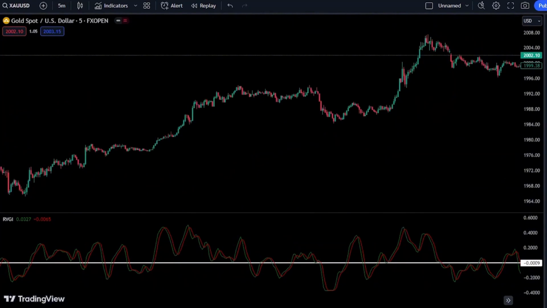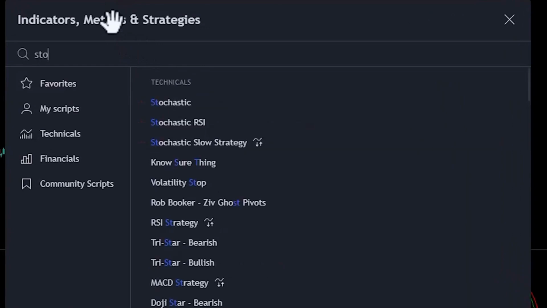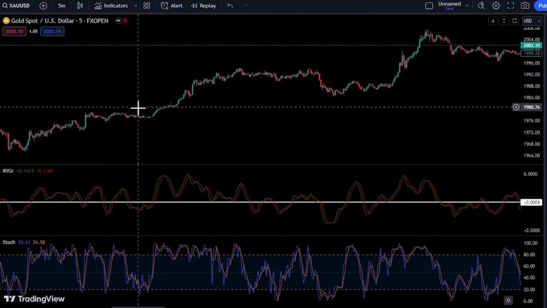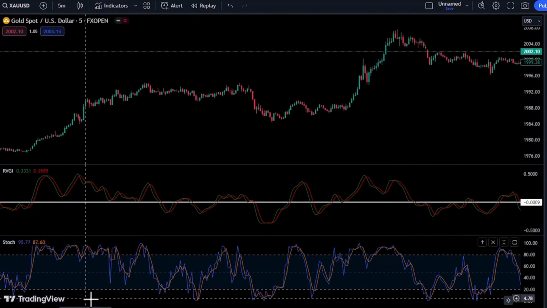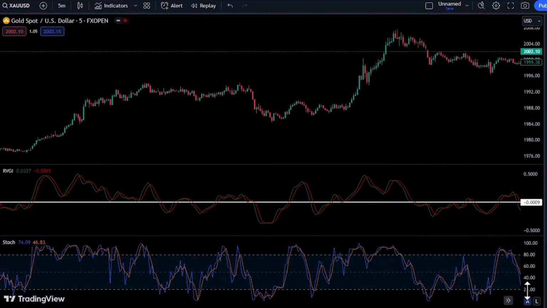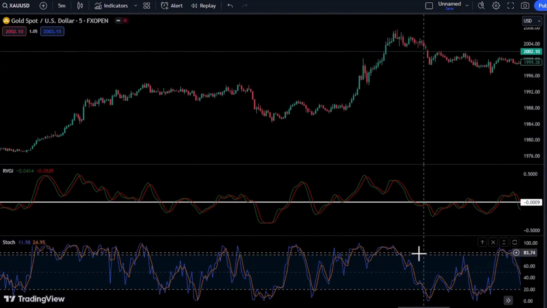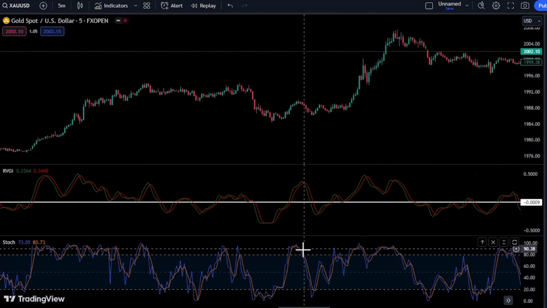As I mentioned, using RVI alone might not be a significant factor for buying and selling stocks or various assets. We use the stochastic to achieve a higher win rate and to trade more comfortably. A brief explanation about the stochastic indicator: when the stochastic is below 20, it indicates an oversold area, and when it is above 20, there is a buying opportunity.